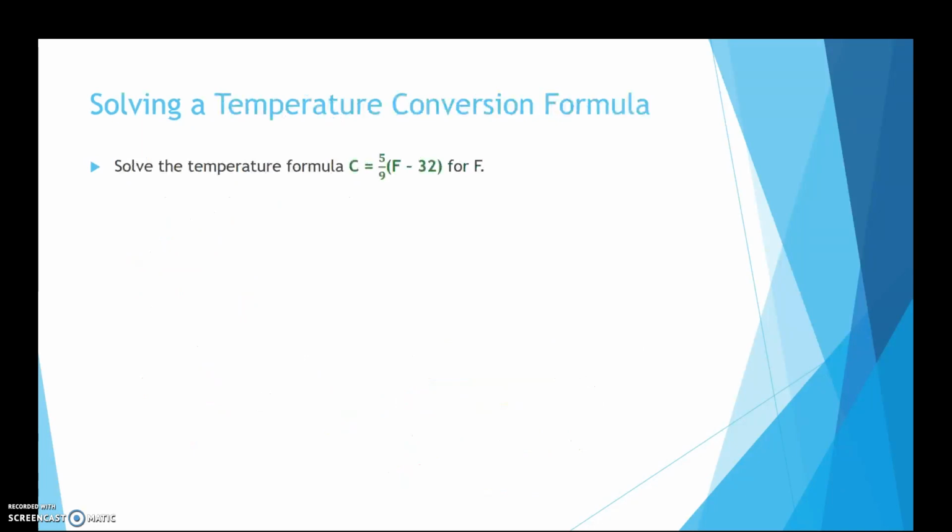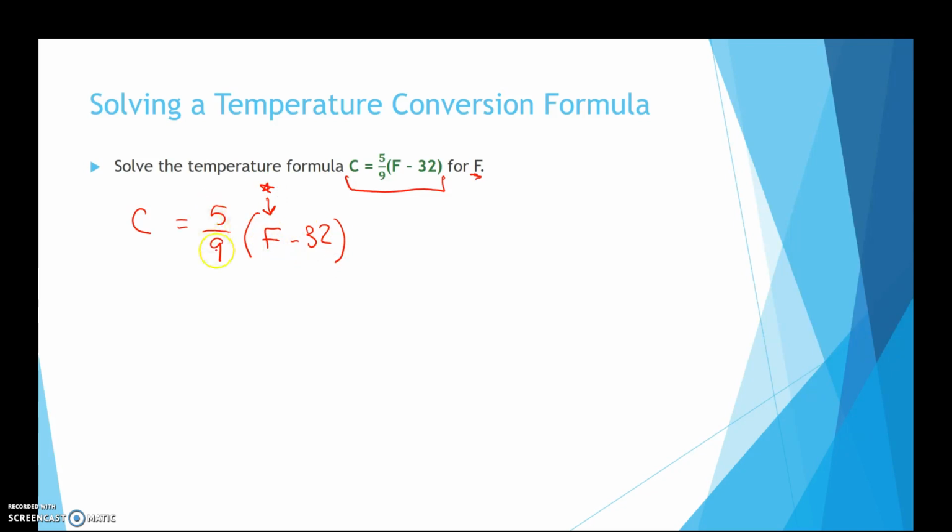The other formula we're going to work with is the temperature conversion formula. In this formula, C represents Celsius, and C equals 5/9 times degrees Fahrenheit minus 32. So that is the temperature formula, and you might have seen it in your science class. They want us to use this formula and solve for F. So let me write out the formula here: Celsius equals 5/9 times degrees Fahrenheit minus 32. We're solving for F, so we want to get that all by itself.